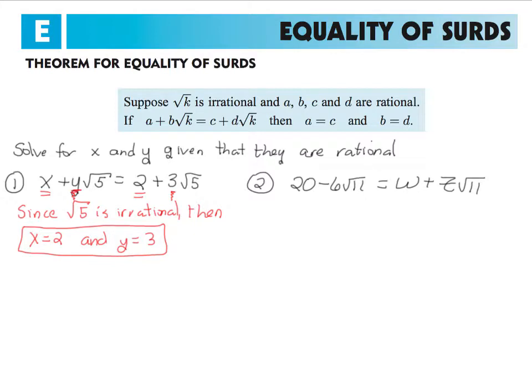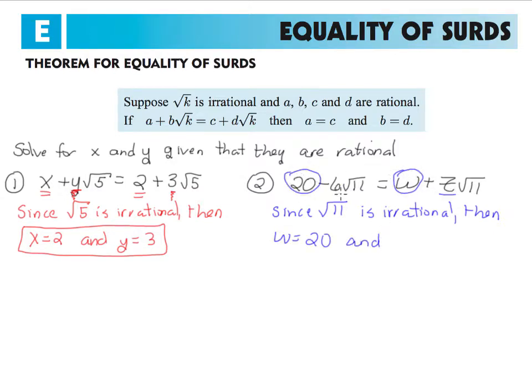Okay, example number 2. We're looking at this equality of surds. The first thing I'm going to look at is my radical, the square root of 11, and see if it is irrational. Since the square root of 11 is irrational, we know that w is equal to 20 and z must equal negative 6.